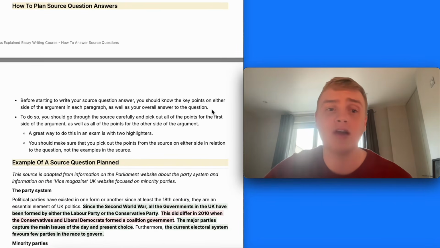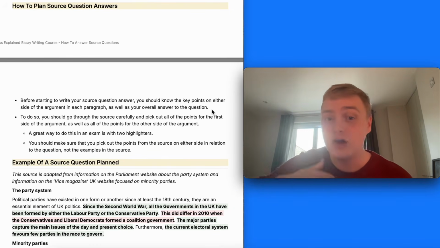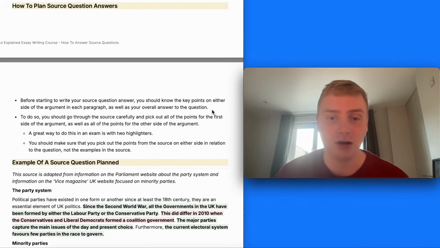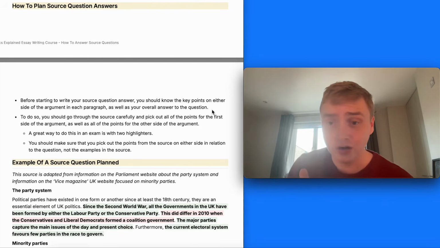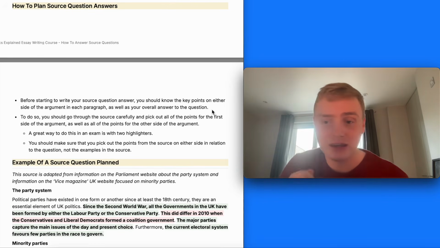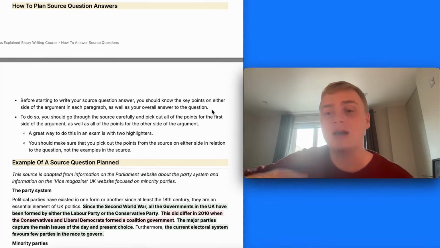Before starting to write your source question answer, you should know the points on either side of the argument in each paragraph, just the same as with 30-mark essays, as well as your overall argument, overall judgment and answer in relation to the question. To do so, when you're planning source question answers, what you should do when you get into the exam, get 2 highlighters out, look at the source and go through the source really carefully, picking out all the points for one side of the argument, all of the points for the other side of the argument, and then we're going to have a look at matching them up.